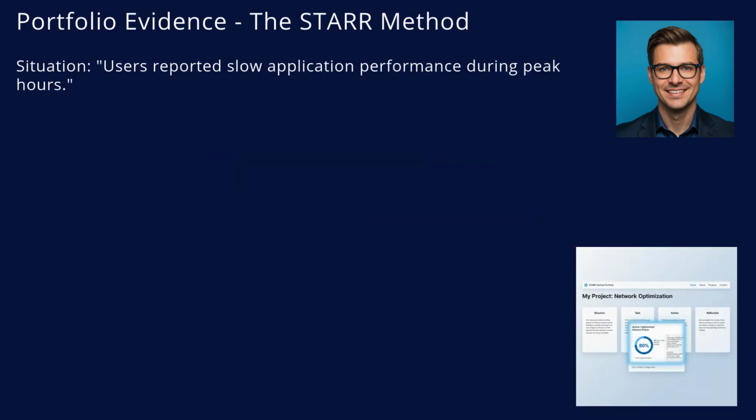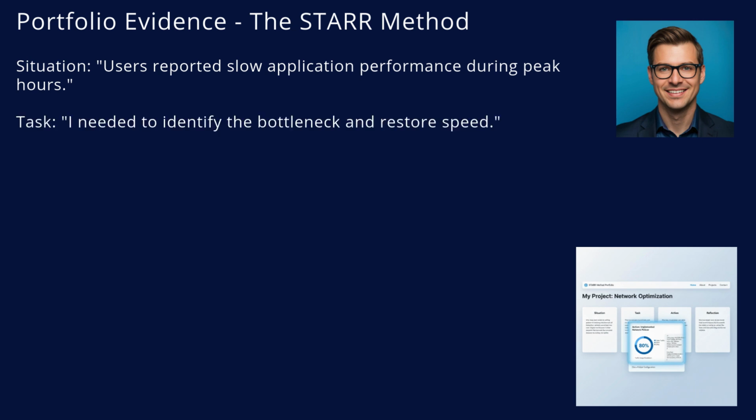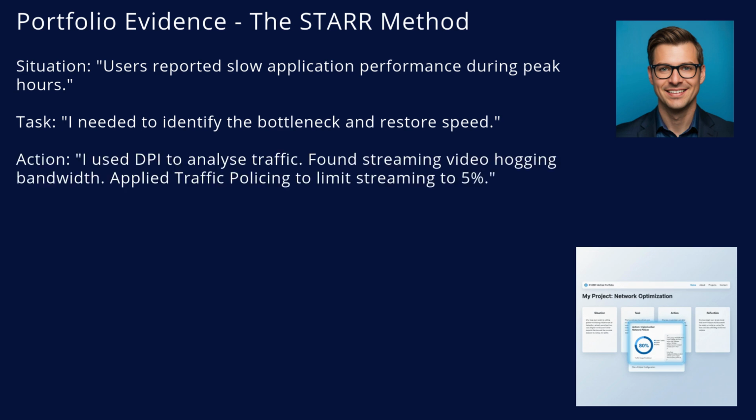Portfolio. K64 is powerful evidence of your troubleshooting skills. Use the STAR method. Situation. Users reported that the main inventory application was slow during lunch hours. Task. I needed to find the cause and restore performance. Action. I used deep packet inspection, DPI, to analyze the traffic. I discovered that staff were streaming high-definition video during lunch, saturating the link.